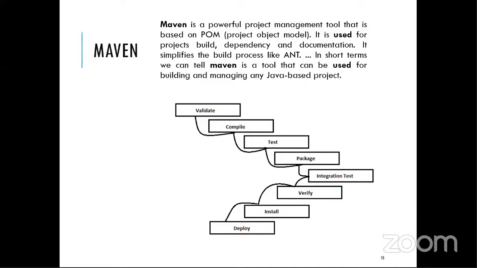So if you can see the picture, there is some flow, like it will follow on the piece of code to give the proper or the expected outcome from the build. First, there are some life cycle phases, like validation, compiling, test phases, package, integration test, verify, install, and deploy. So all about this we will learn once we start Maven.